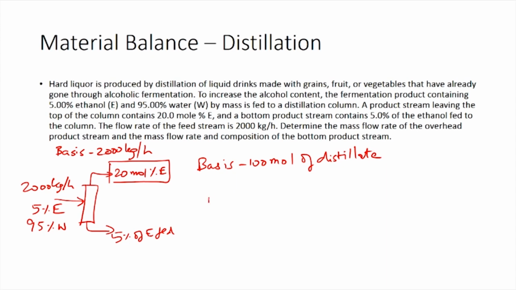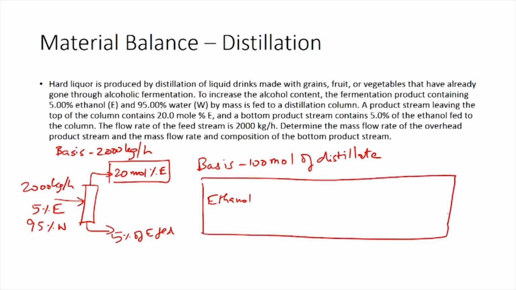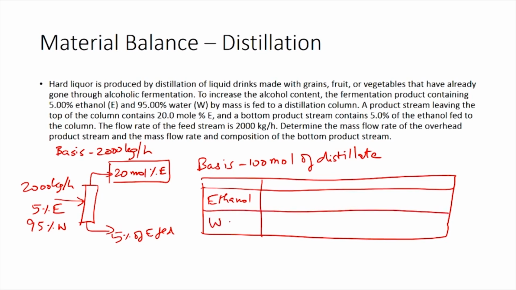So, the table would contain ethanol, and you would have, so the table would contain the components which are ethanol and water, and you would have to write down the number of moles of each, the molecular weight of these streams and the mass of these components, and finally you will be able to calculate the mass percentage.